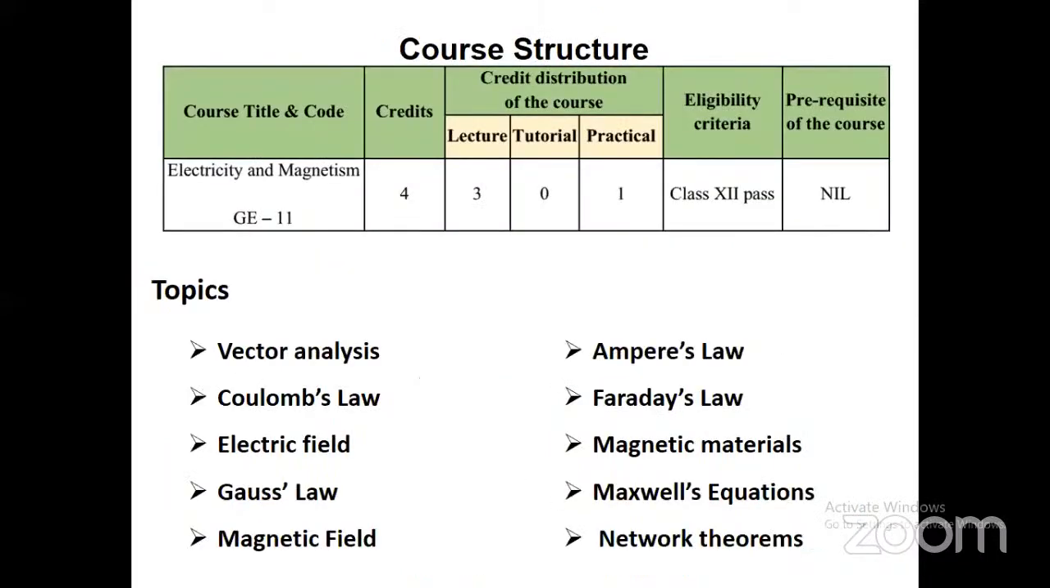This GE course has 4 credits that are divided into 2 parts. One is theory and another one is practical. The theory part has 3 credits and various topics are covered in this course. The topics are vector analysis, Coulomb's law, electric field, Gauss law, magnetic field, Ampere's law, Faraday law, and magnetic materials. And these topics are discussed in this course in detail.